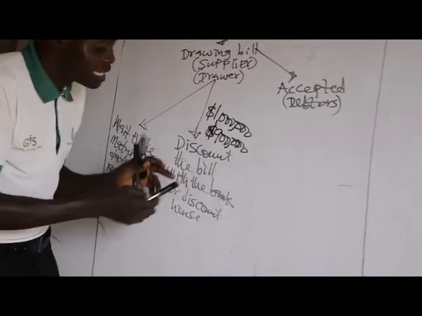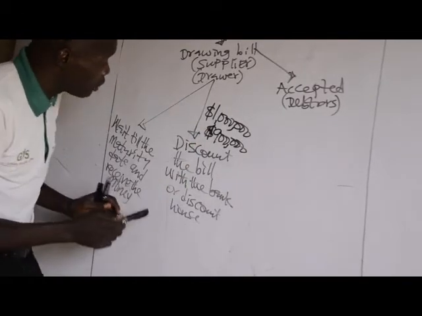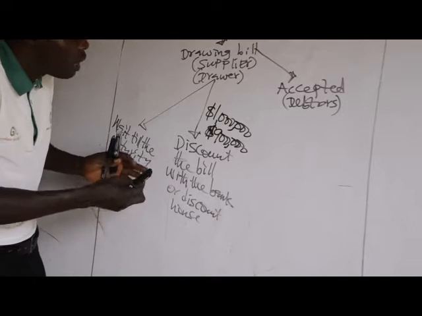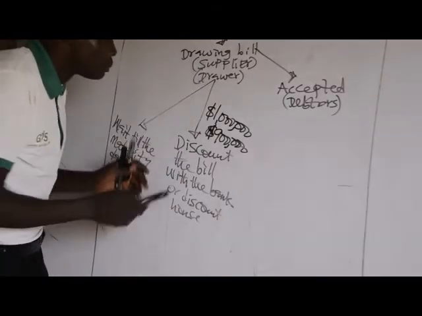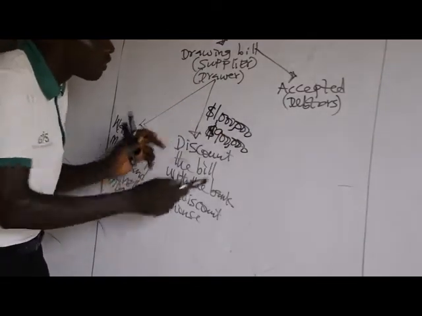So the bills is tendered to the bank or discount house. The discount house will now pay the drawer a sum that is less than the face value of the bills.